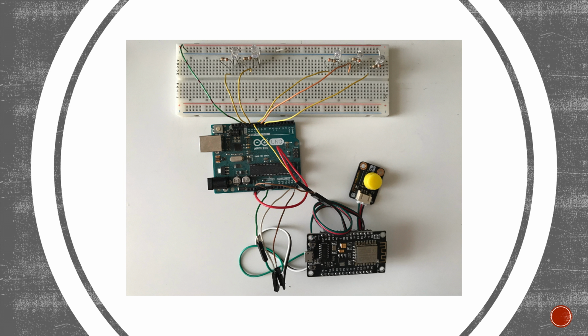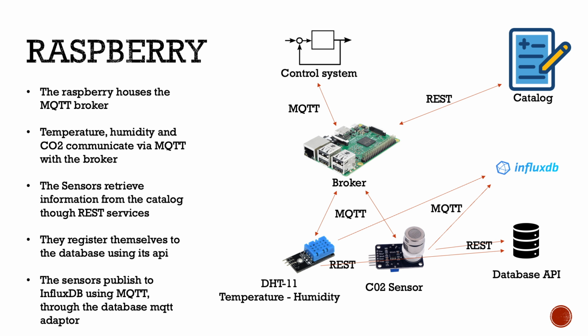Here we can see how the Arduino, ESP, and breadboard are connected. The Raspberry houses the sensors and MQTT broker. Both sensors, as discussed before, use REST APIs to contact the catalog, and then, under normal operation, use MQTT to send messages. The Raspberry also acts as the control center for the system. For every message received, it applies the control strategies found in the control system.